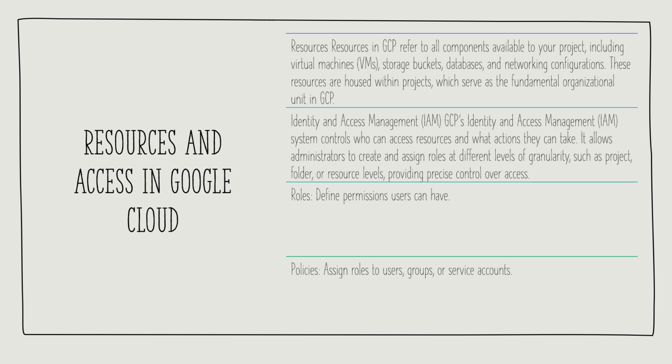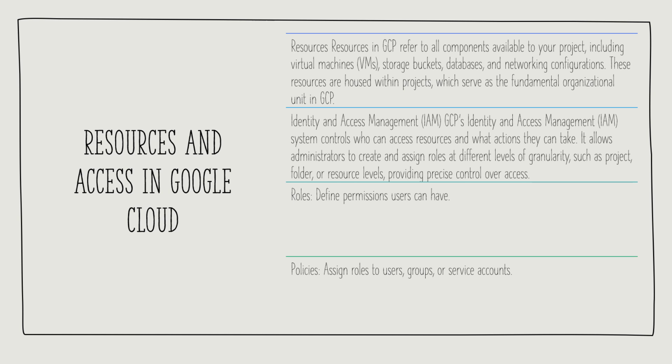environment. Projects. The fundamental organizational unit. In Google Cloud, the project is the primary organizational unit where resources are created, managed, and built. A project serves as a container for all your resources and configurations. Project ID and number. Each project is assigned a unique project ID and number, which helps in tracking and managing resources across multiple projects.